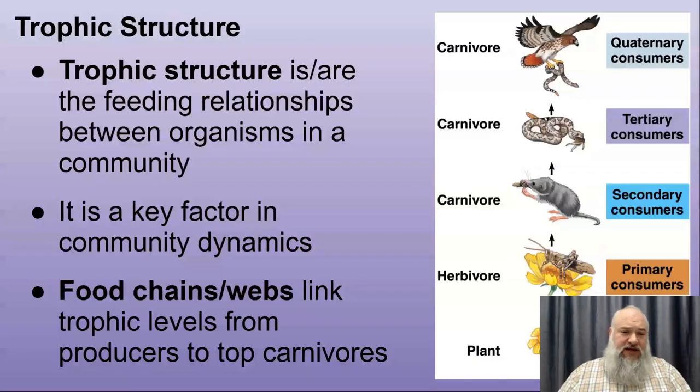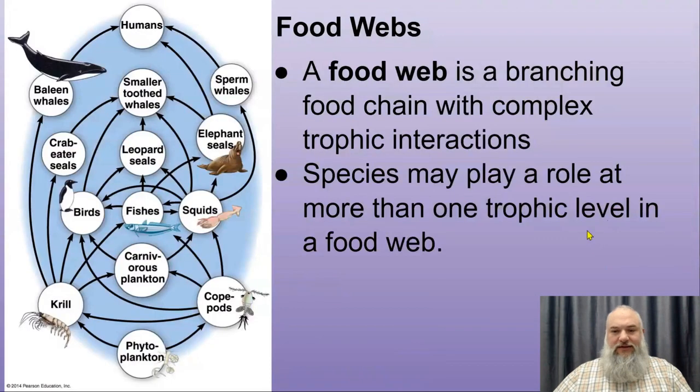So that was biodiversity. Now let's take a look at trophic structure. Trophic structure is the feeding relationships between organisms in a community. We've talked about this already, food chains and food webs, so we're going to go through this pretty quick. How many producers you have determines how many primary consumers, and so on. Reminder that food webs are basically all the different food chains in a community linked together.